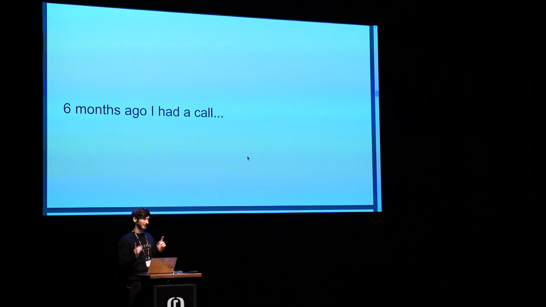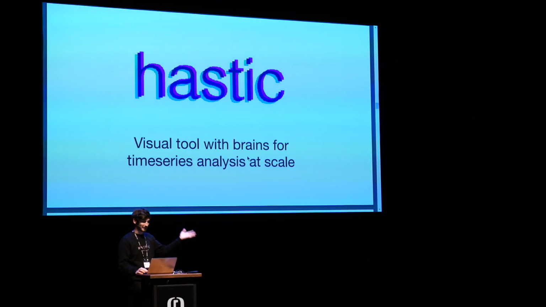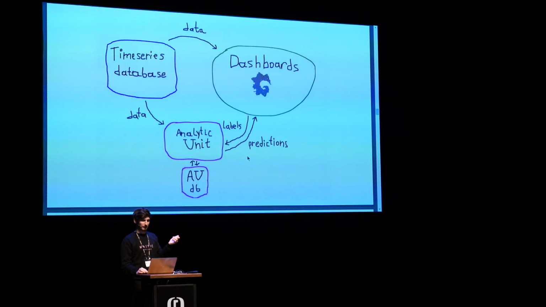Six months ago, I called Daniel from Grafana. He's an engineer there, and I said I was going to a hackathon and wanted to do something interesting connected with monitoring. He said, okay, you can try to solve the false positive problem and get rich. I haven't done it because I'm not rich, so you can try. I went to the hackathon, and now you have Hastic. So yeah, what is it?